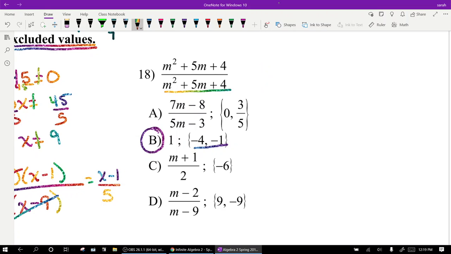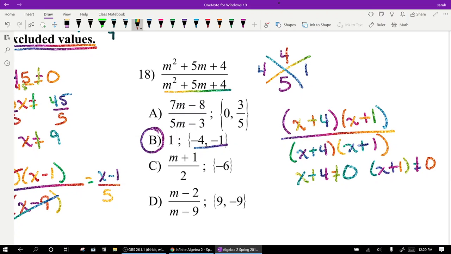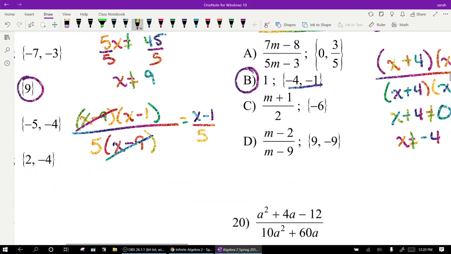But let's go ahead and factor that. Two numbers that multiply together to get 4, add together to get 5. That is going to be 4 and 1. So we have x plus 4 times x plus 1 in the denominator, and in the numerator we have x plus 4, x plus 1, so they would all cancel out. But to find your excluded values, we need to remember that x plus 4 cannot equal 0 and x plus 1 cannot equal 0. So x cannot equal negative 4 and x cannot equal negative 1, which is our answer for B. So 18 is your answer on that one.